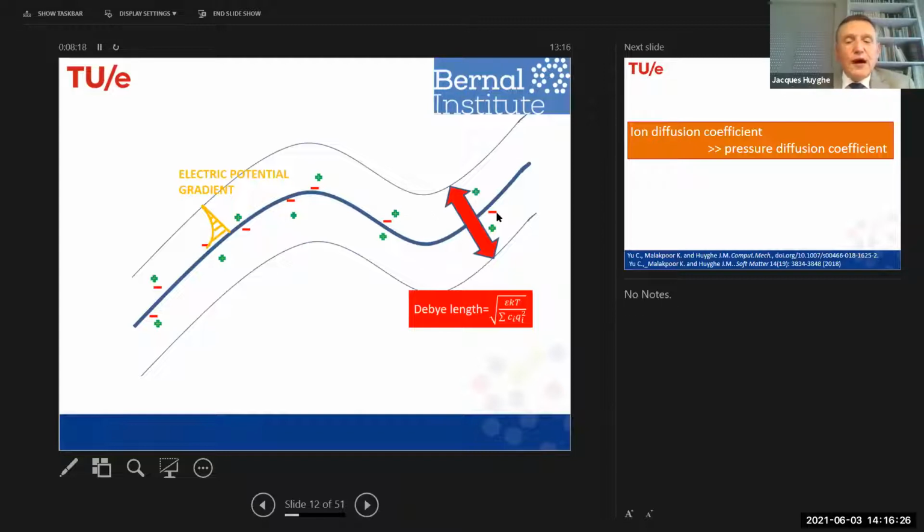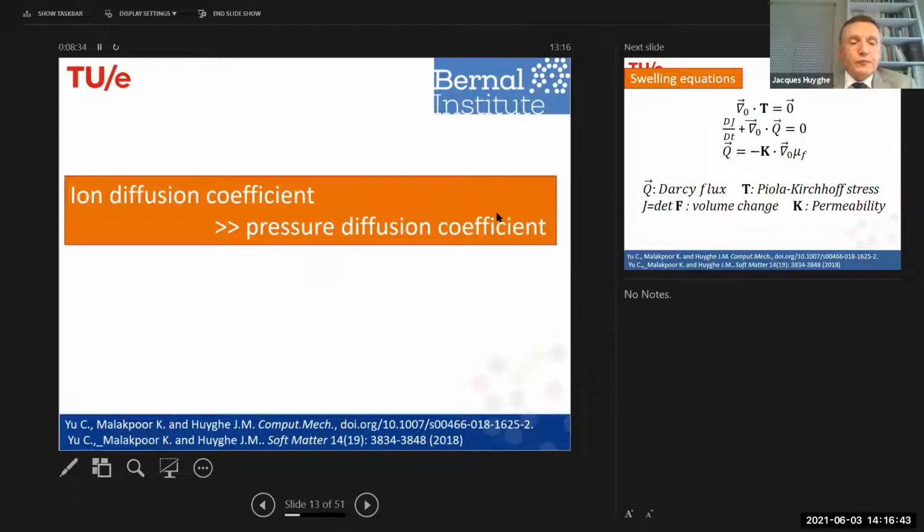Now, these positive ions bind many times their own volume of water around them, causing to have thousands of molecules surrounding this macromolecule, which you see here in dark blue. Now, what we are going to assume, and we can reasonably do this for very deformable gels, is that ion diffusion coefficients are much larger than pressure diffusion coefficients. So ions can move much more quickly than water.